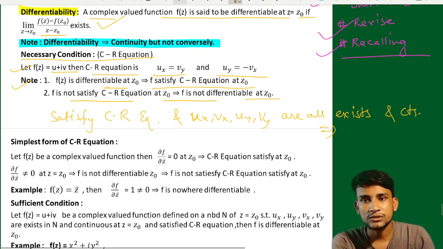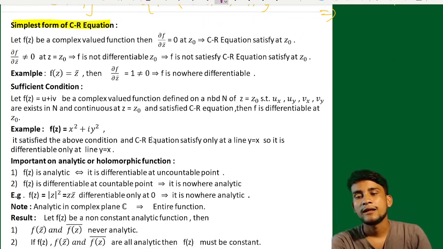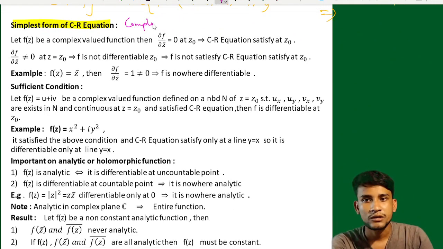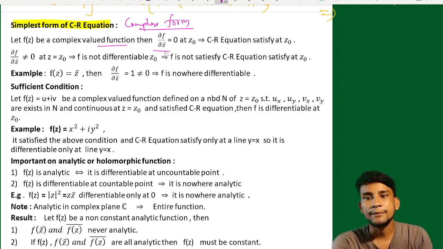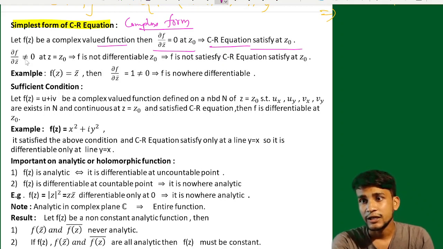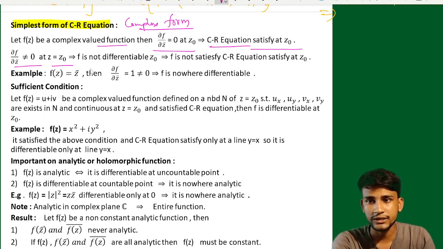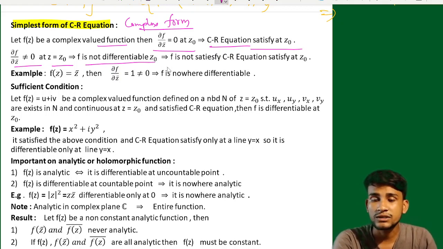Next we come to the simplest form of the CR equation, also called the complex form of the CR equation. Let f(z) be a complex valued function. If del f by del z bar equals 0 at z0, then the CR equation is satisfied at z0. If del f by del z bar is not equal to 0 at z equal to z0, then f is not differentiable at z0. So to check the differentiability of a function, we first check whether del f by del z bar equals 0 at that point. If it does, then the CR equation is satisfied.